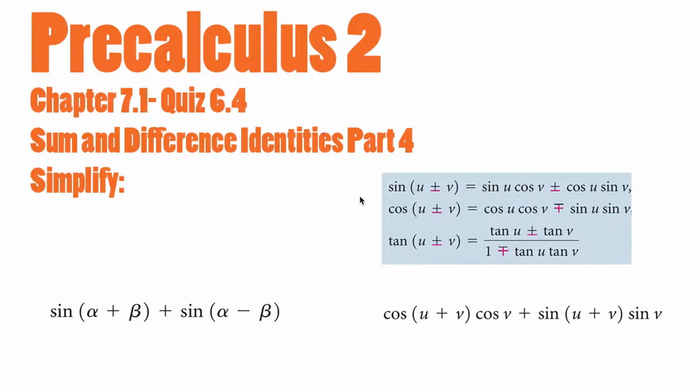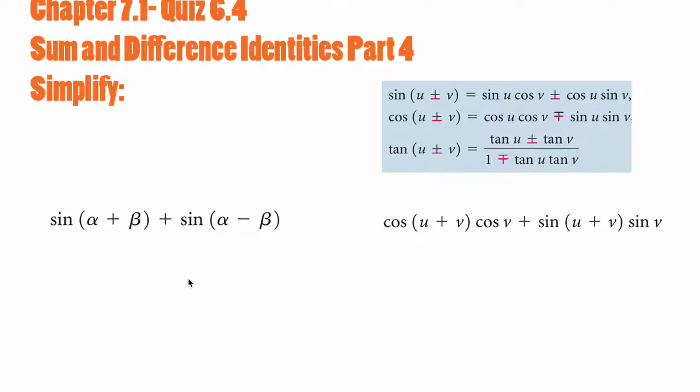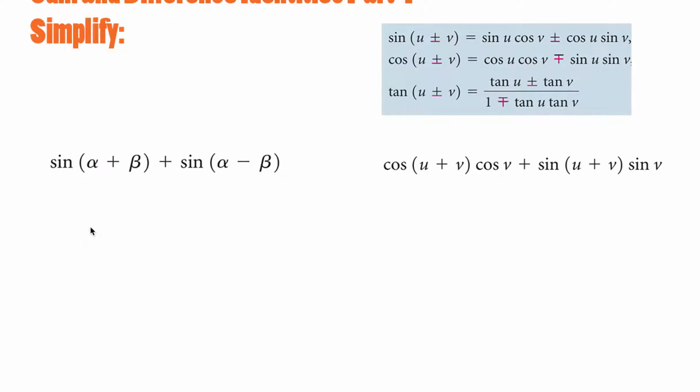So in this section of chapter 7.1, quiz 6.4, we have these two problems, and it's asking us to simplify. Now clearly we need to use our sum and difference identities. So let's start with the first one: sine of alpha plus beta plus sine of alpha minus beta.